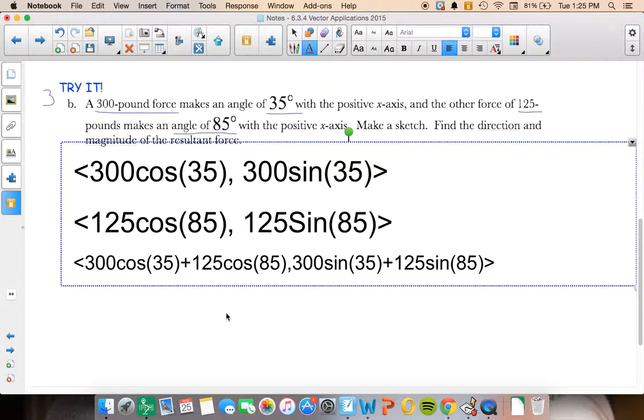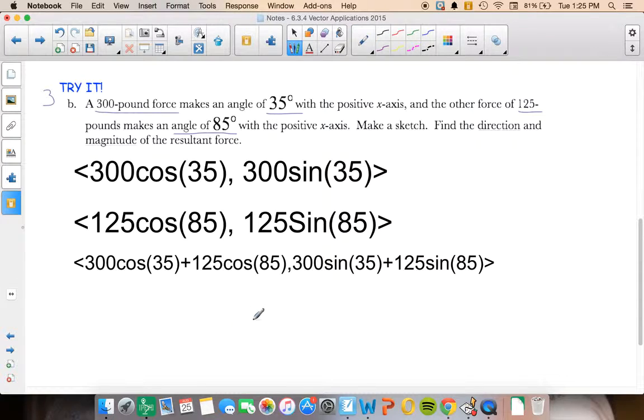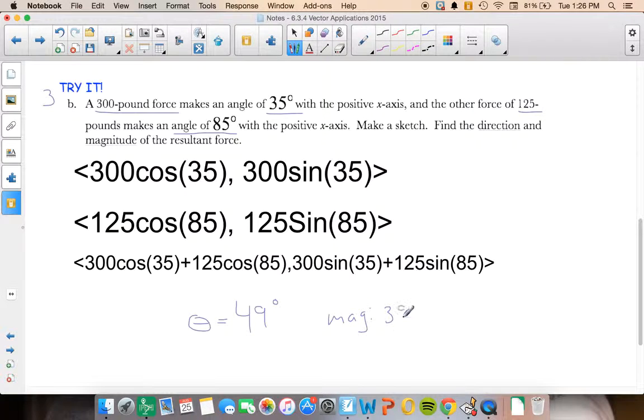So I'm putting 49 degrees for theta, and I'm putting a magnitude of 392.2 pounds. So that's our final answer.